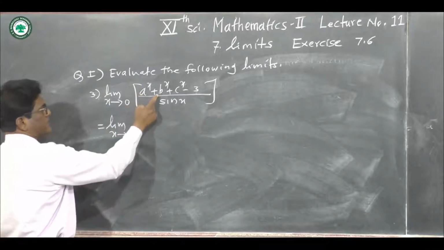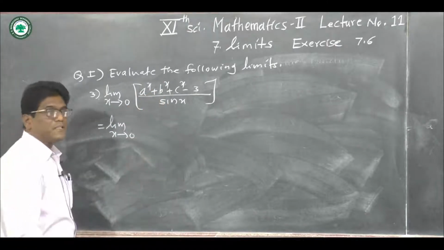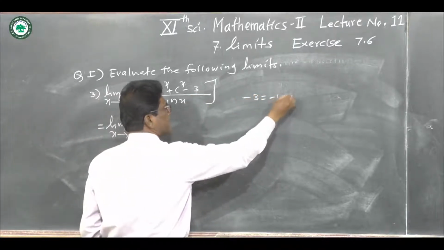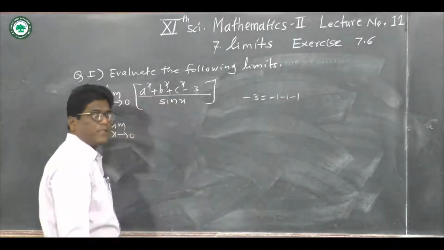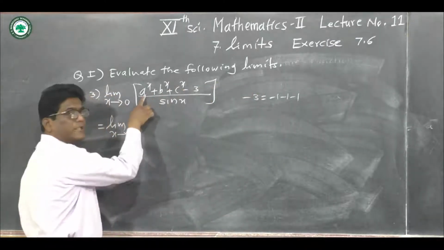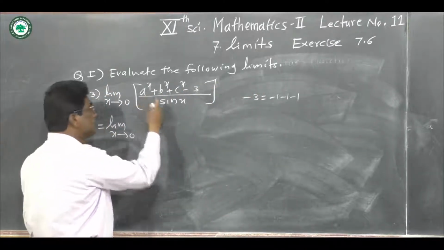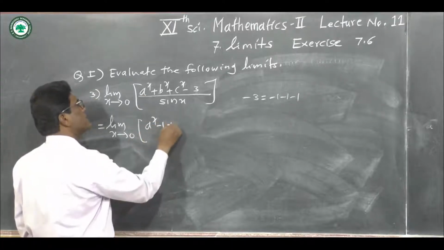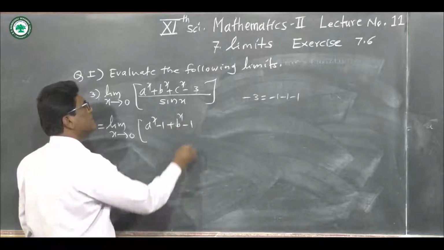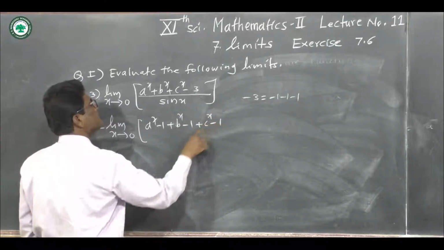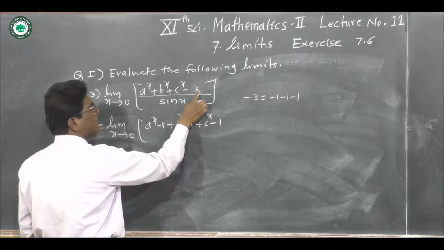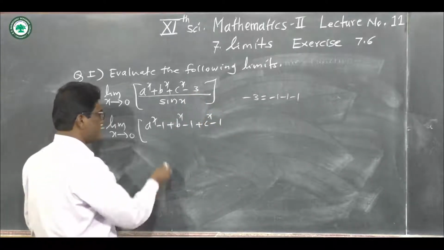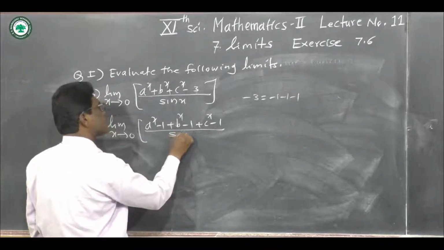Here a to the power x we have given 3 times, and also here minus 3. So we write this minus 3 as -1, -1, -1. Okay, and adjust -1 to every a to the power x. So we get here a to the power x -1 plus b to the power x -1 plus c to the power x -1. We split this 3 as 1, 1 and 1, minus 3 as -1, -1, -1, and divided by here sin x.